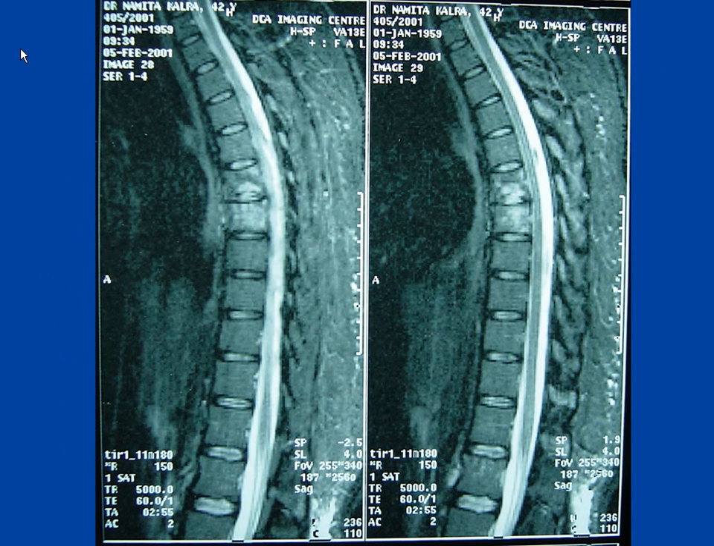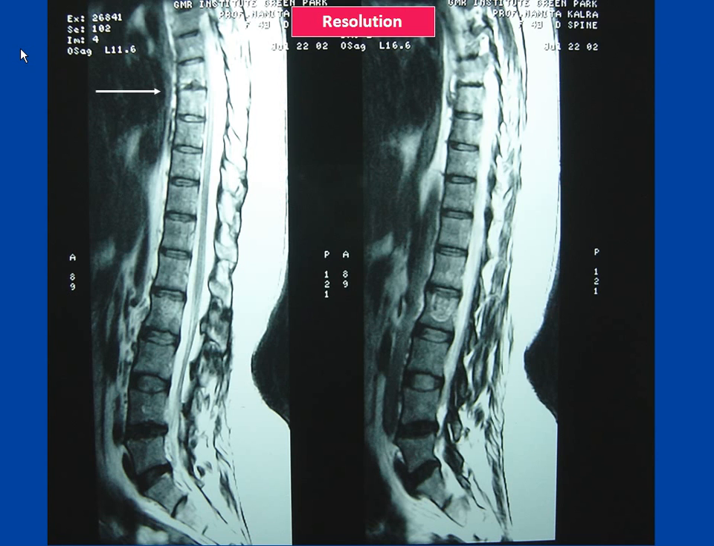Here is a classical example showing bone marrow edema and softening at the paradiscal margins of the vertebral body. The patient was on anti-tubercular treatment, and complete healing of the vertebrae is seen in 8 months' time, with reconstitution of the vertebral body.